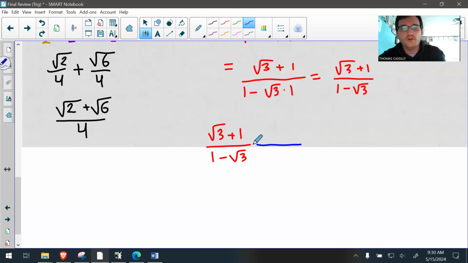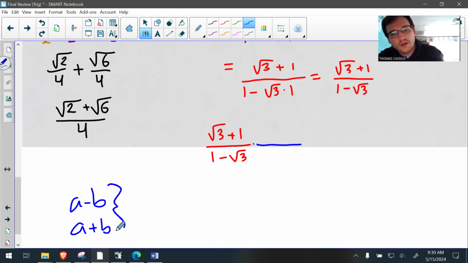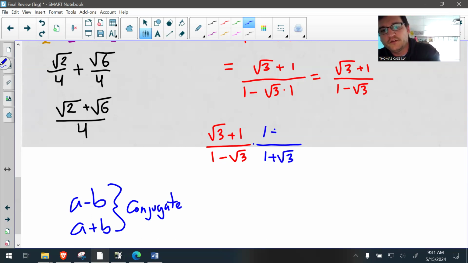Anytime you have a binomial on the bottom with a radical, you need to think of conjugates here. So what is a conjugate? The conjugate of a minus b is a plus b. These are what we call conjugates. It's going to be the same exact numbers. It's just the sign in the middle is different. So the conjugate of 1 minus square root of 3 is 1 plus the square root of 3. And we need to multiply that on the top and on the bottom.